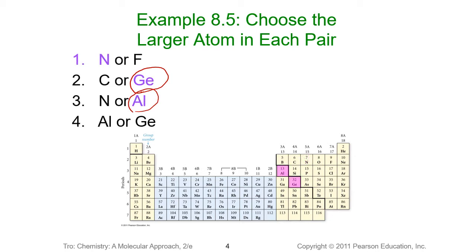How about aluminum and germanium? Well, it's difficult to tell in this case because we have opposing trends. One is further left and one is further down, and so it is difficult to tell which would be the larger atom in this instance.